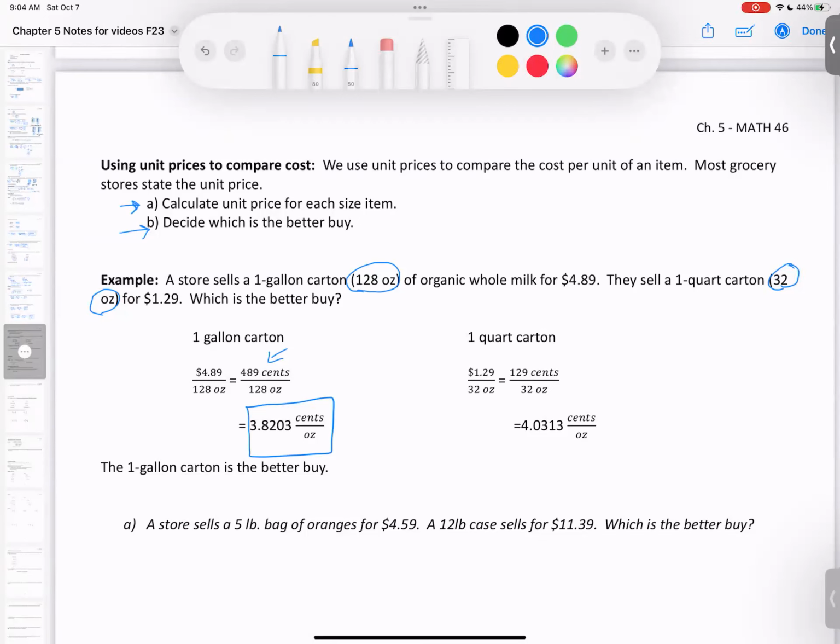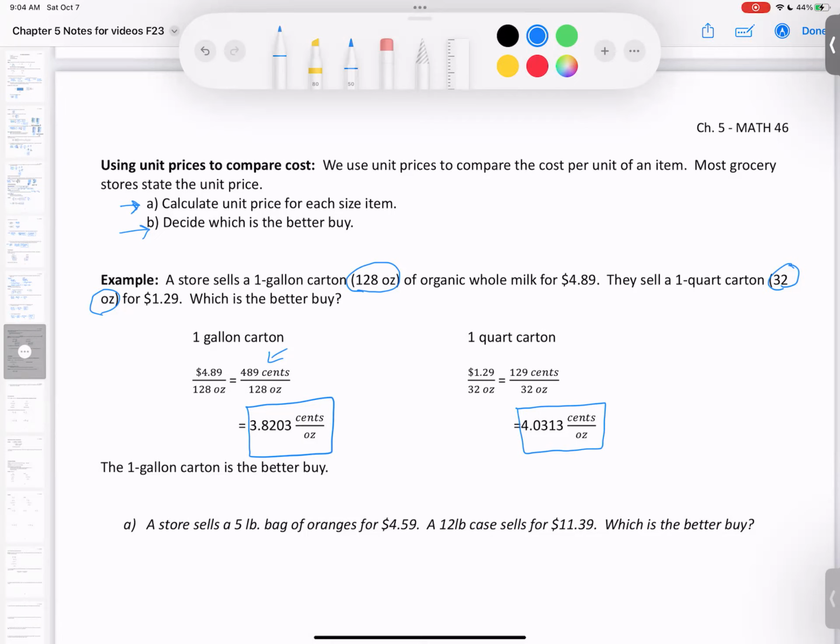So the 1 quart carton we said was $1.29 for 32 ounces. So we can convert that to cents, 129 cents per 32 ounces, which gives us about 4 cents per ounce. So if you were going to the store, you're either going to pay 3.8 cents per ounce of milk, or you're going to pay a bit more. You're going to pay about 4 cents per ounce of milk. So we would say then the 1 gallon carton is the better buy.